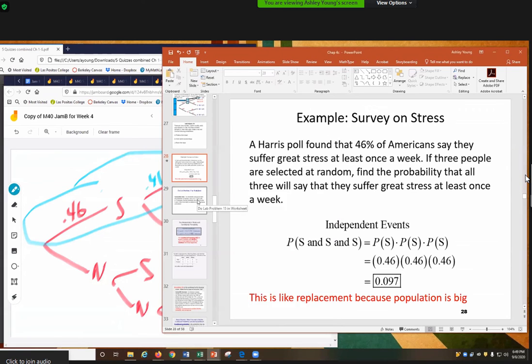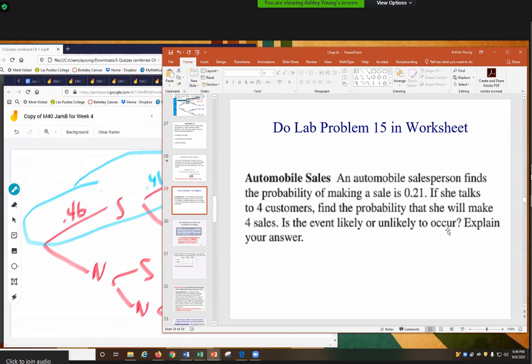Okay, so what I want you guys to do is lab problem 15 on your worksheet. I'm only going to give you guys 3 minutes to do this. So hop in quickly, hop back out, and we will resume.